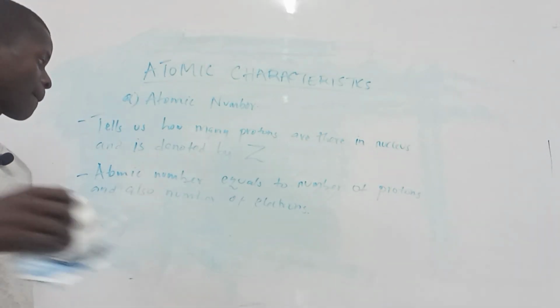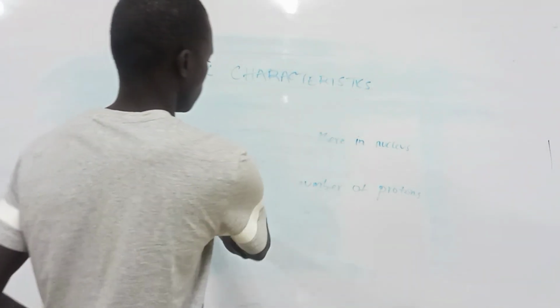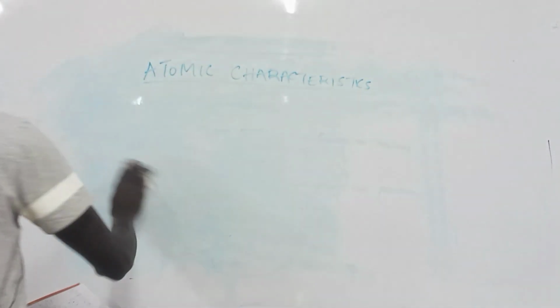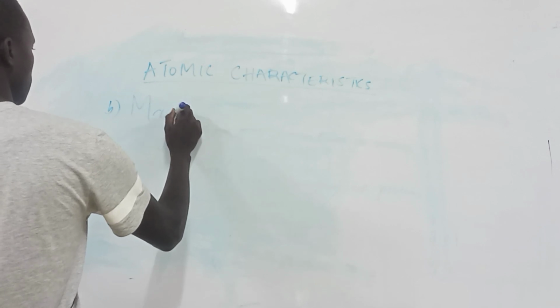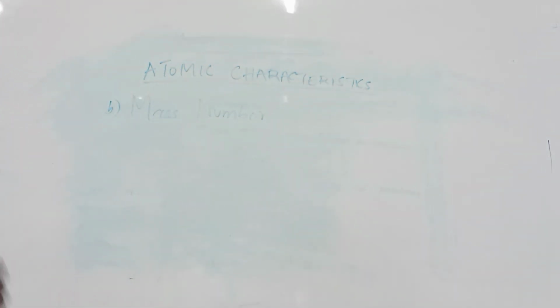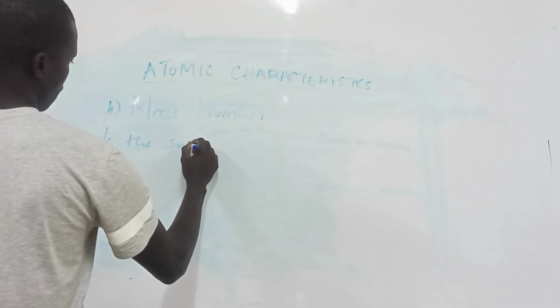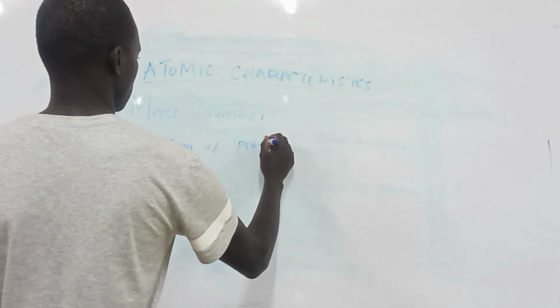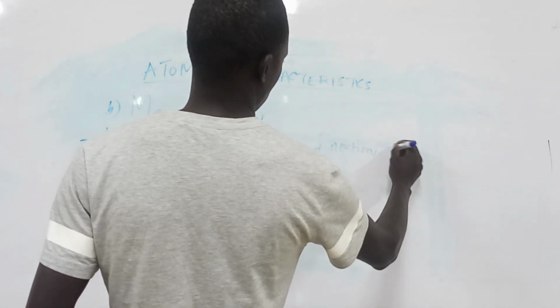The second one is mass number. Mass number is the sum of protons and neutrons in the nucleus.